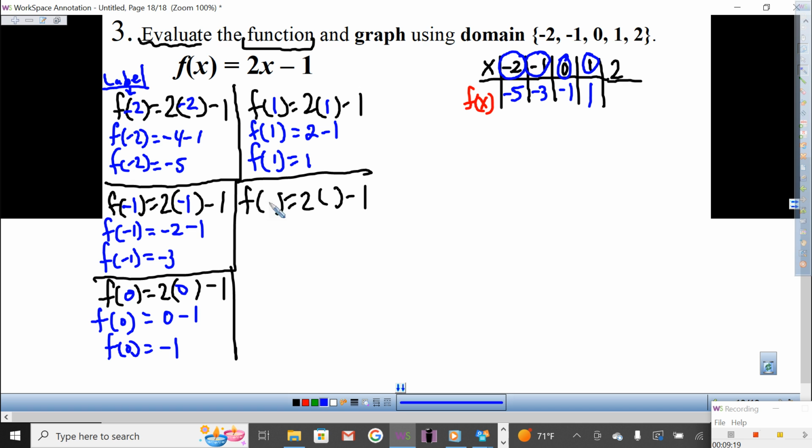Thank you. Fredo, next value. What do I substitute? 2 and 2. So I write f of 2, f of 2. So 2 times 2 is 4, minus 1 is 3. And that goes right there. Hands up if you got that by yourself. Okay, good. Let's graph this.